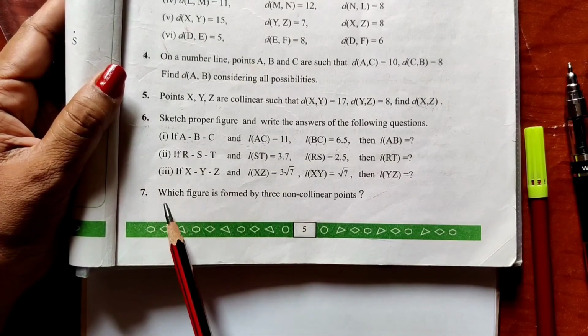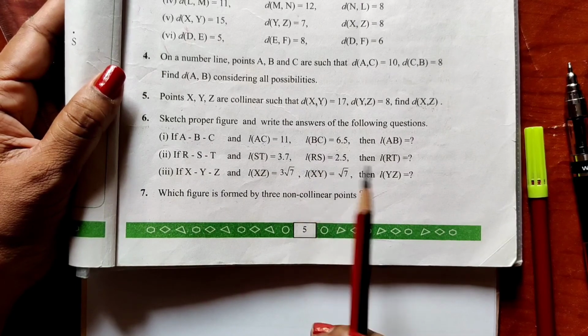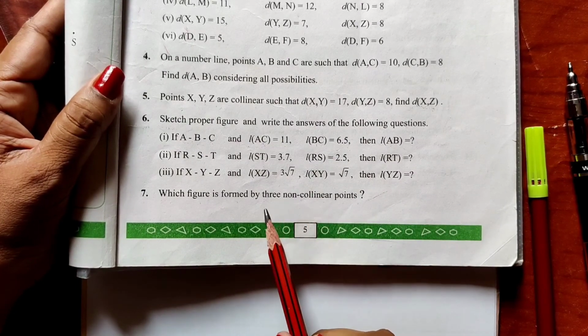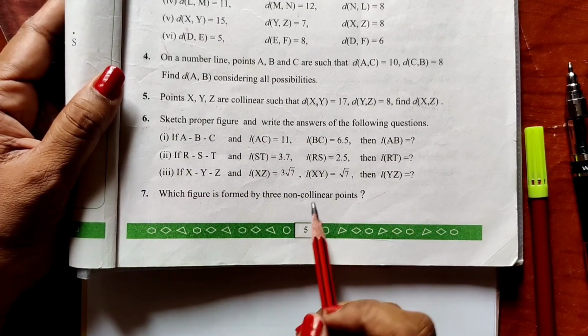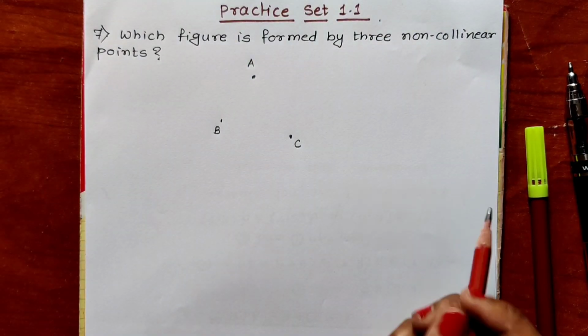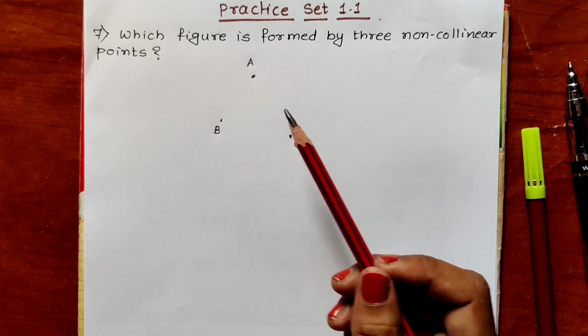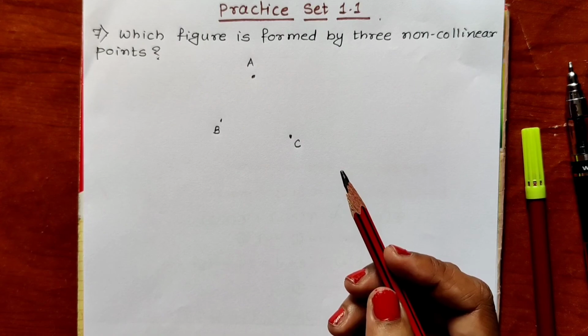Now let us see this last question. Which figure is formed by 3 non-collinear points? We have to plot any 3 non-collinear points and we have to see which figure is formed when we join these 3 non-collinear points. So let us see here. I have taken these 3 non-collinear points. They are not in the same line. They are in different lines. So I will be joining these points.